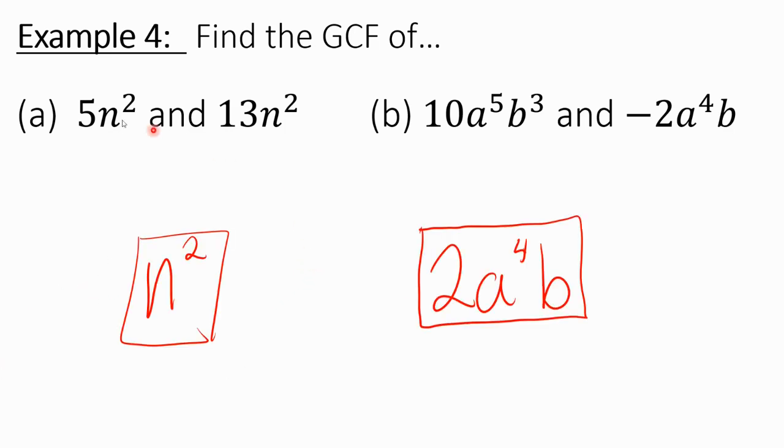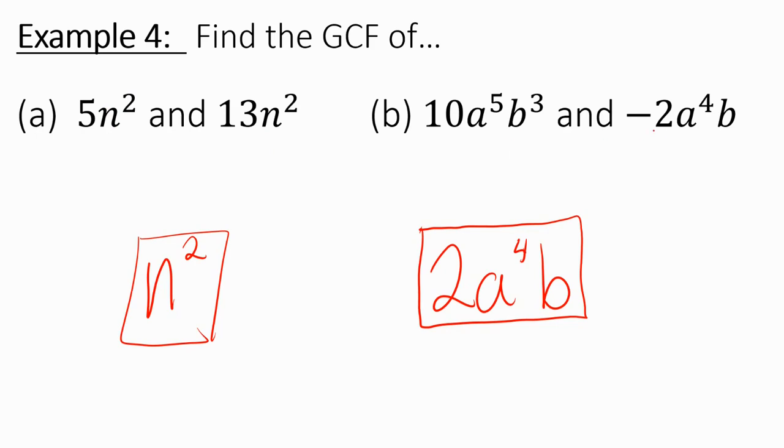All right, for this one, the 5 and the 13, the only number that they had in common was 1. But notice I did not write 1 out front. I just left it off because you don't want to write 1 n squared ever. You just want to erase that 1 entirely. And then for the n's, they both had a 2. So that was the biggest number they had in common was 2. So it was n squared.